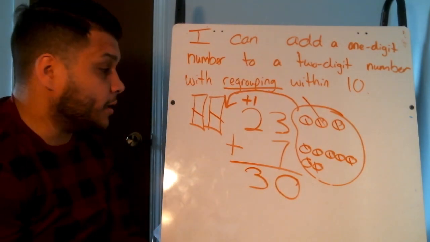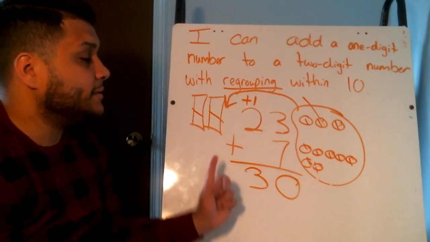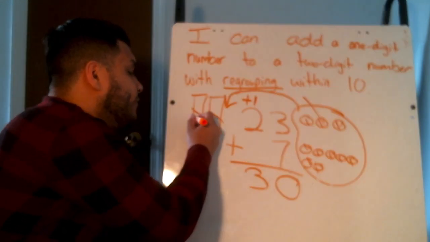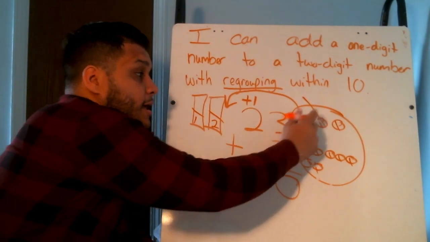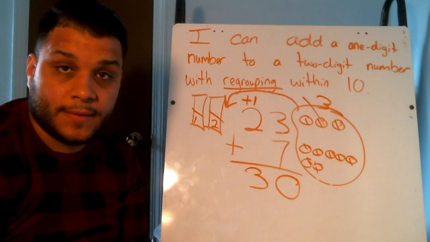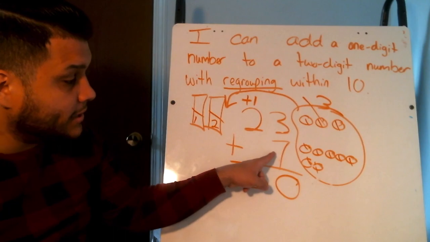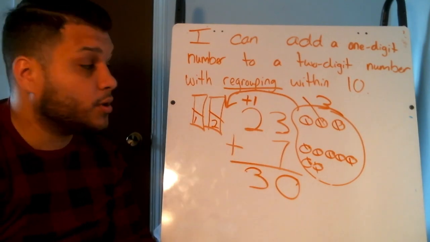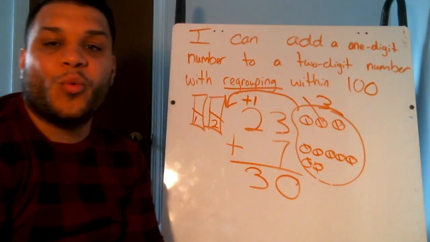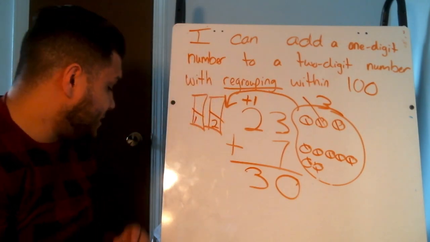I want to check my work. The way that I check my work is by numbering my tens and my ones. I have 0 ones, so I can't number anything there. And then I have 1, 2, 3 tens, and 3 tens is equal to the number 30. Notice that in our I can statement, we added a one-digit number to a two-digit number with regrouping within, not 10, but within 100. All right, let's move on to our next example.